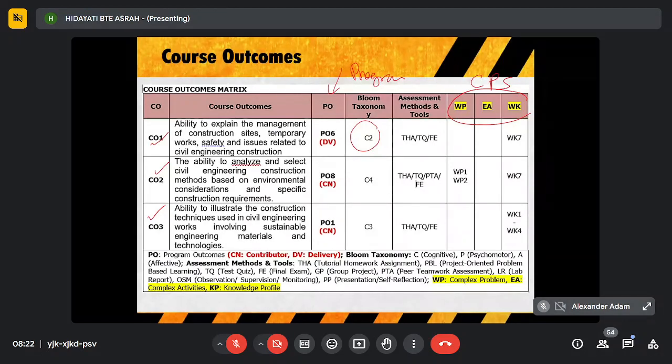So I give you one situation, you analyze based on the environmental consideration and maybe other considerations, and then you select your method of construction, for example, and then you justify why you made that selection. That is course outcome number 2.